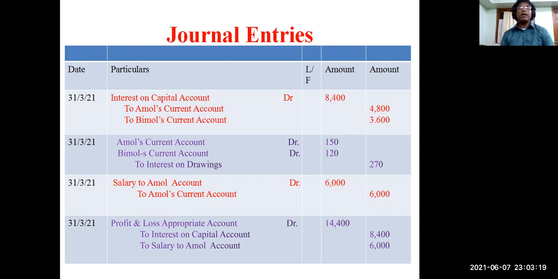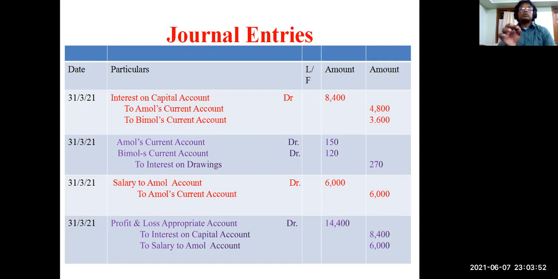Now this interest on capital is an expense for the firm and a gain for the partner. See, interest on capital and salary, these are expenses for the firm. So this will go to the P&L appropriation account debit side. So what is the entry? P&L appropriation account debit 14,400, to interest on capital total 8,400, to salary to Omol 6,000. It has gone to the P&L appropriation account.